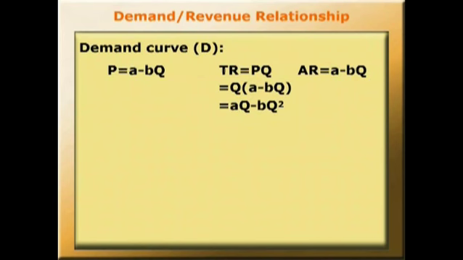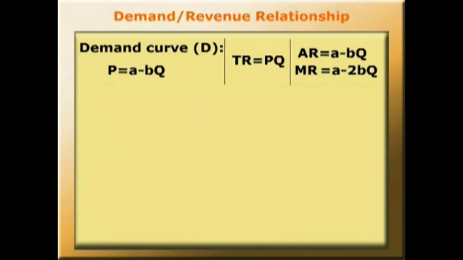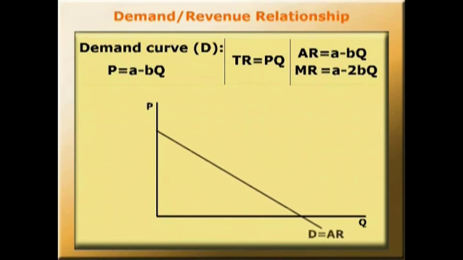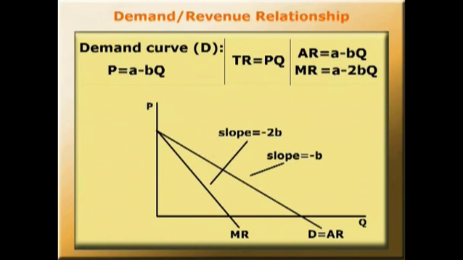But to find marginal revenue, we need to differentiate the total revenue function. So dTR/dQ equals A minus 2BQ. So MR has twice the slope of AR. Look at the diagram, and we can see diagrammatically what we've been saying mathematically. The demand curve, the average revenue curve, has a slope equal to minus B, but the marginal revenue curve has a slope of minus 2B.